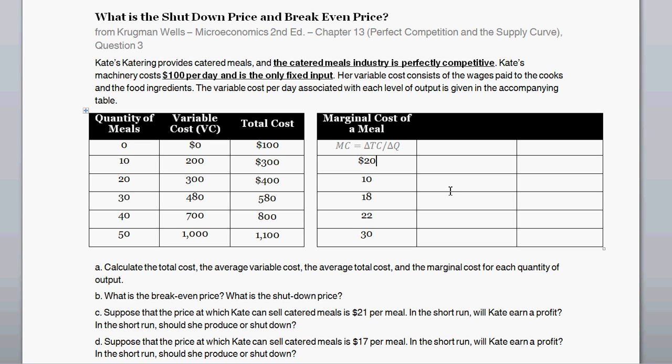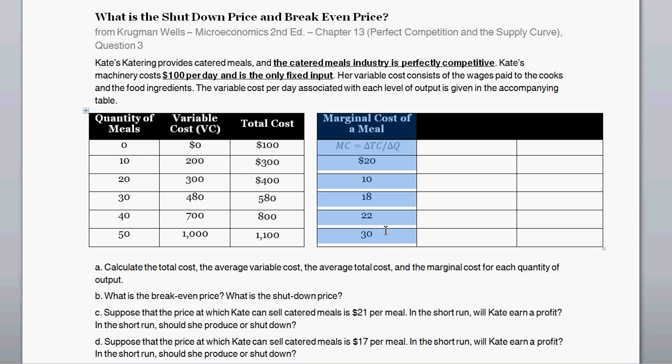And why do we care about marginal cost? Well, given a price, remember firms in a perfectly competitive market are price takers. Given a price, if we produce at a level here, you know, 0, 10, 20, 30, 40, 50, such that the price is equal to our marginal cost, this firm is going to then be profit maximizing, or, you know, if it's not doing well, it's going to be loss minimizing, right?